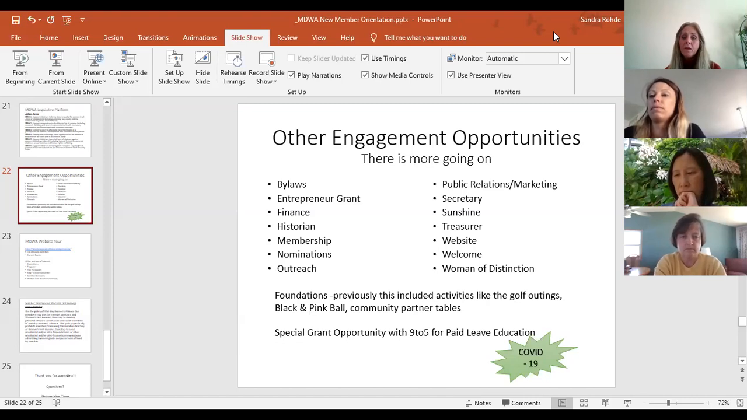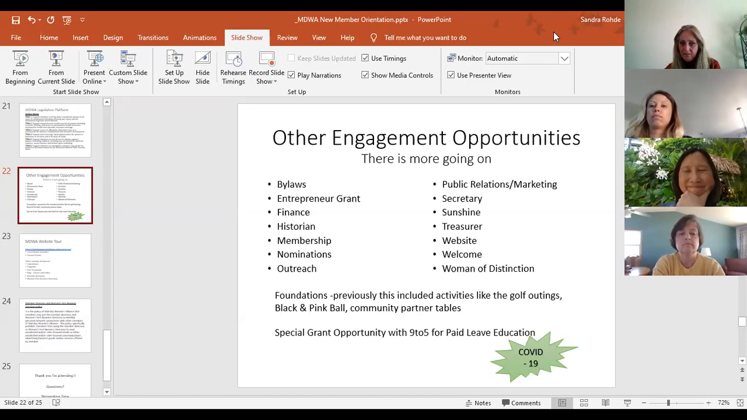The welcome committee is evolving right now because they were the ones that would normally do the registration table at our in-person events. We're looking at them taking a more active role in actually reaching out to new people that are registering and having those conversations. What do you like? What are you interested in? This is who we are. Is there a match? And then, of course, Women of Distinction for what it is.